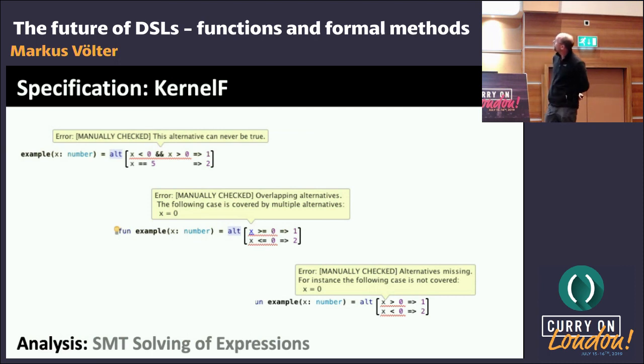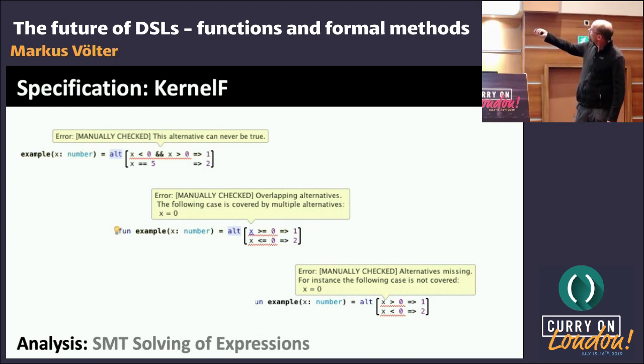This is an example of integrating SMT solving into kernel F. For example, we have this alt expression, which is basically a switch, right? It has a bunch of conditions and then values it returns. So if x is bigger than or equal to 0, then you get 1, otherwise you get 2. And of course, this is ambiguous because the case x equals 0 is handled in both cases. And so we've integrated an SMT solver here that finds these things statically.